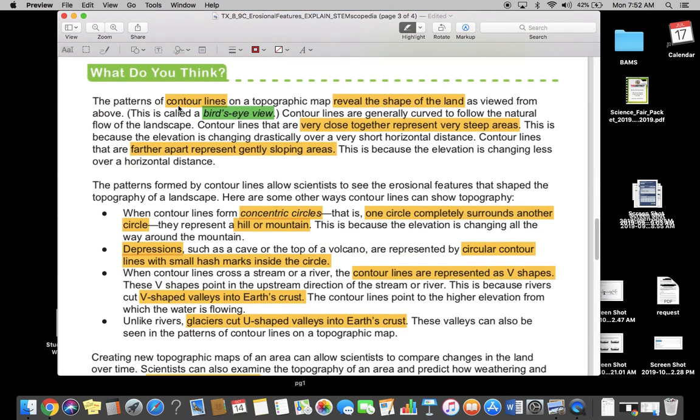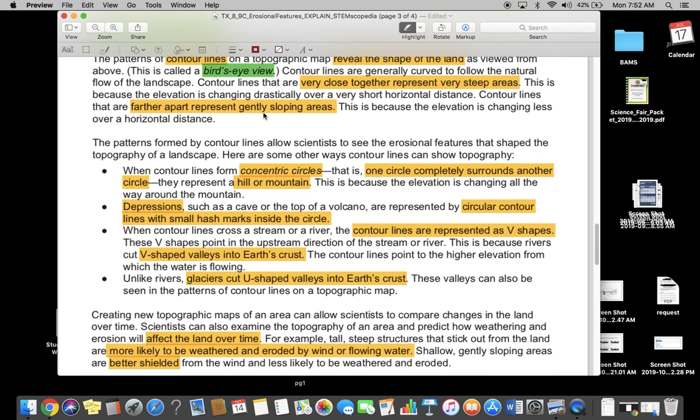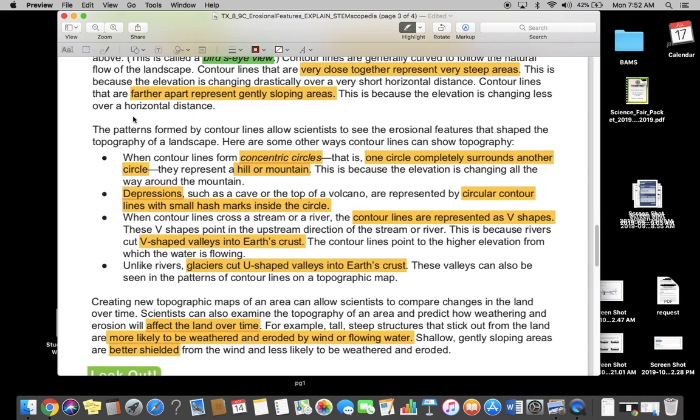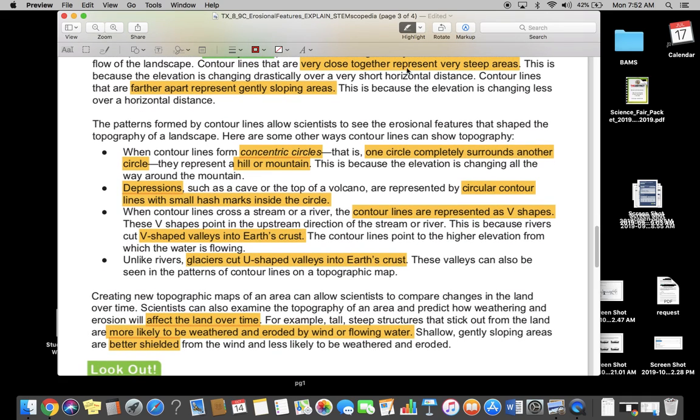Page 3. The patterns of contour lines on a topographic map reveal the shape of a land as viewed from above. This is called, remember highlighted in green, a bird's eye view. Contour lines are generally curved to follow the natural flow of the landscape. Contour lines that are very close together represent very steep areas, and if you remember from our water kit lab last Friday, this is because the elevation is changing drastically over a short horizontal distance.